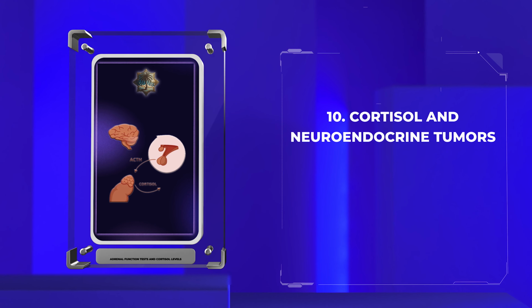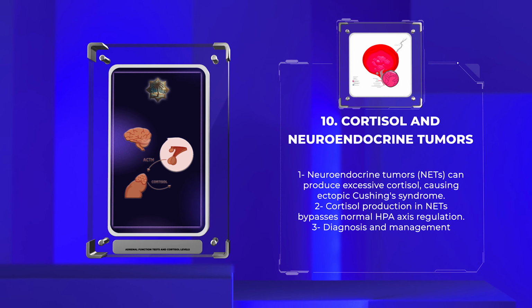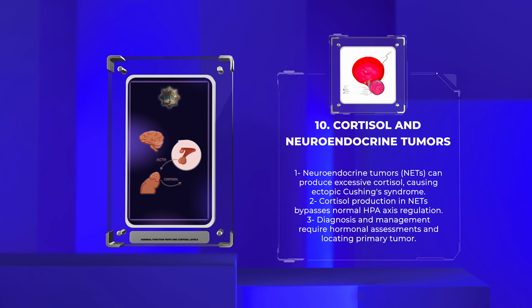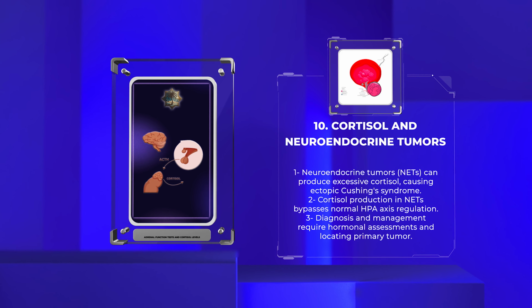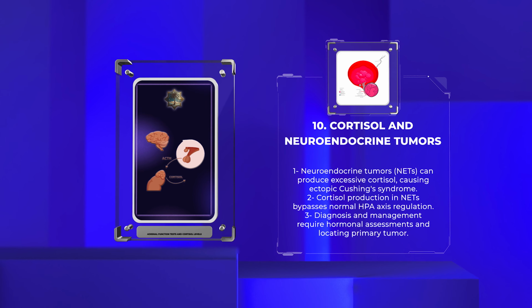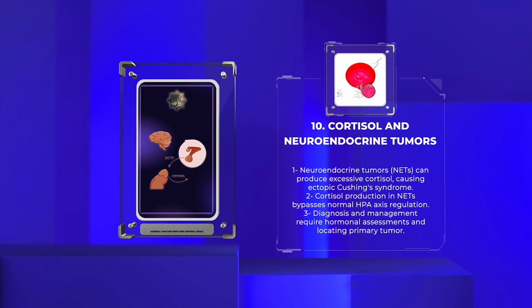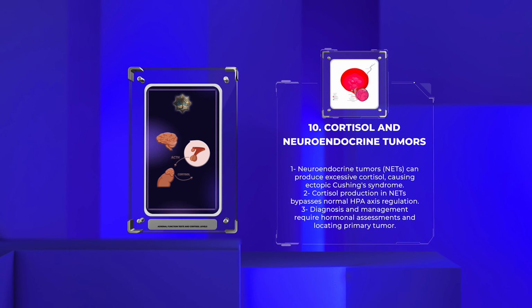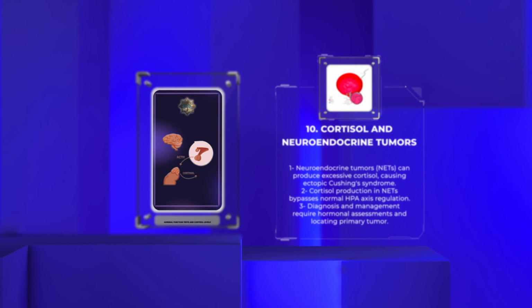Neuroendocrine tumors, NETs, can produce excessive amounts of cortisol, leading to a condition known as ectopic Cushing's syndrome. These tumors, often originating from organs such as the lungs or pancreas, can autonomously produce cortisol, bypassing normal HPA axis regulation. Diagnosis and management of cortisol-secreting NETs require extensive hormonal assessments and localization of the primary tumor.